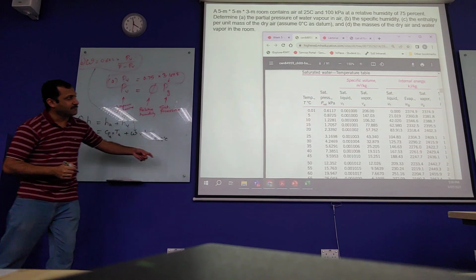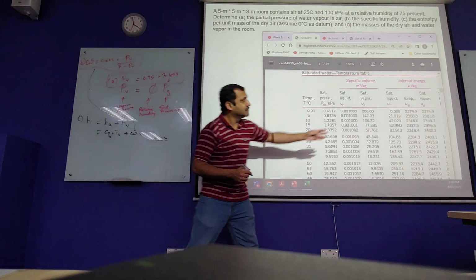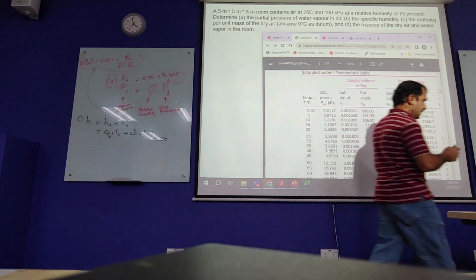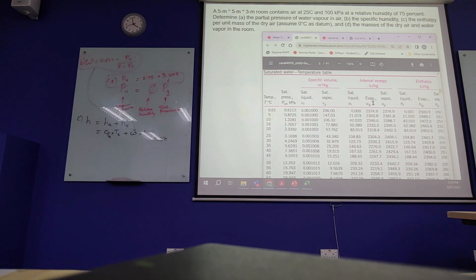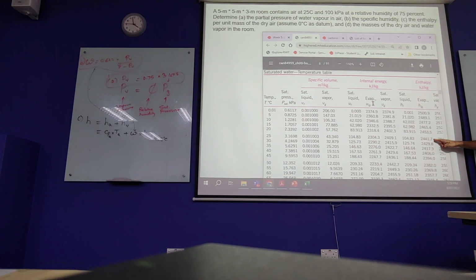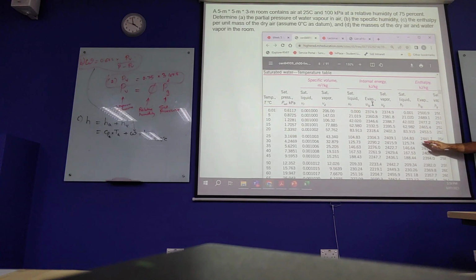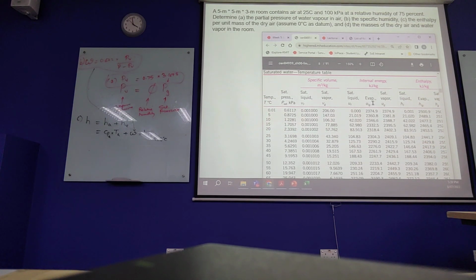Where do you get HFG from? From that table, scrolling, going to the right hand side. At 25 degrees Celsius, HFG at 25 is 2441.7. Okay?